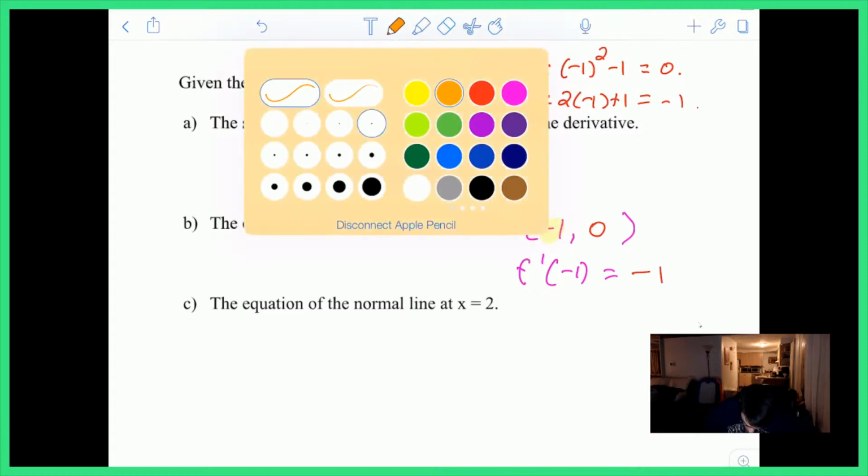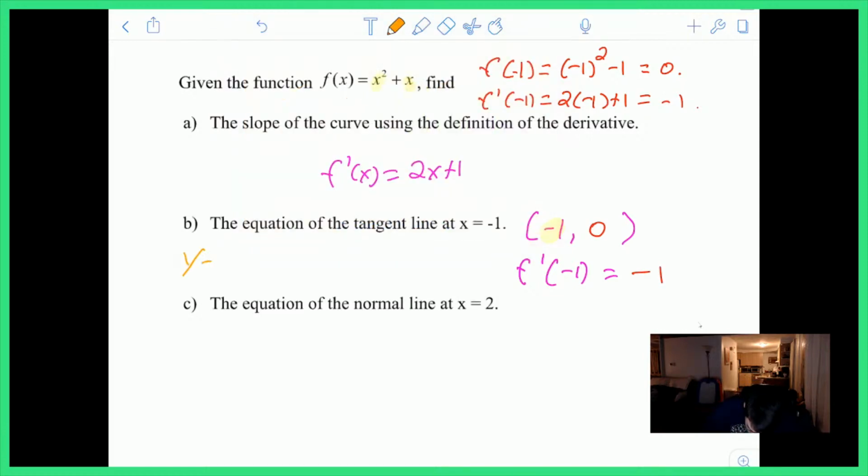We'll do it in orange. Y minus y1 equals the slope m, x minus x1. And this is my tangent. You can get rid of the 0 if you want, it doesn't matter. Let's do a normal. Normal this time, we're going to do it at x equals 2, okay? Now you play the same game. You do everything the same as a tangent.